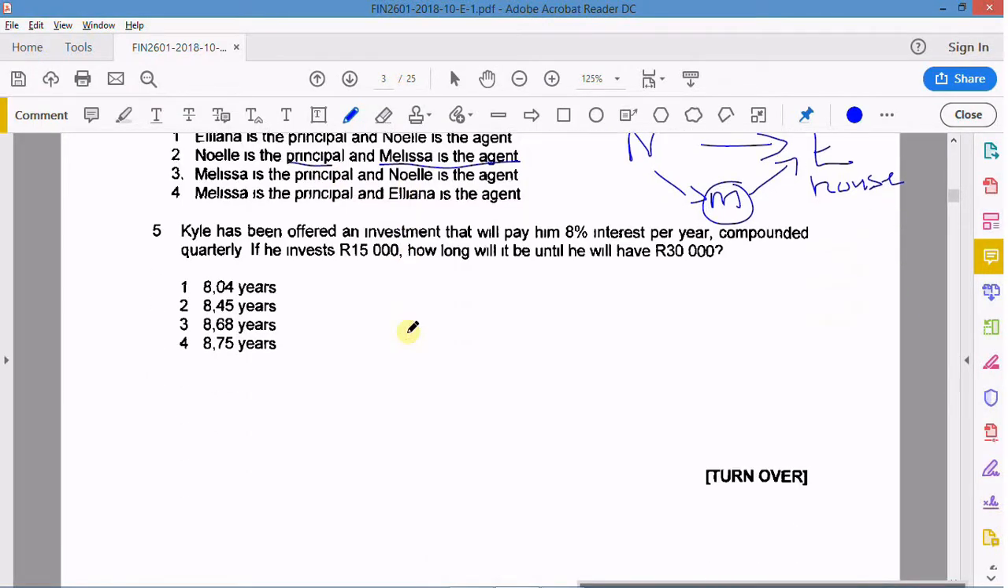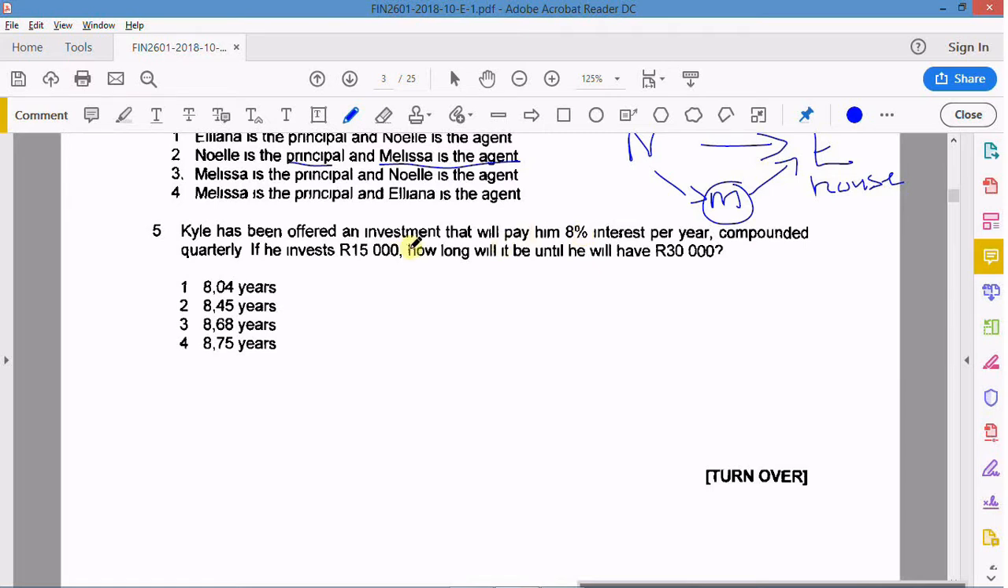Right, number five. Now we've got the start of time value of money. Kyle has been offered an investment that'll pay him 8%. So remember, exam technique. I've got this paper in the exam, so what would I do? I would write on it.